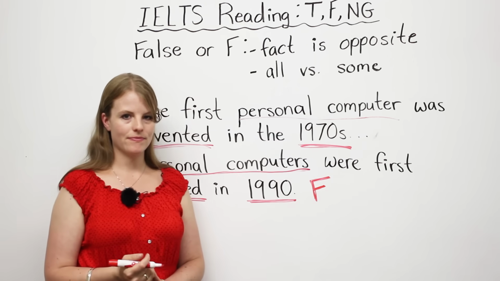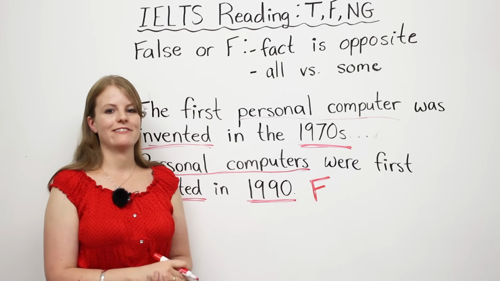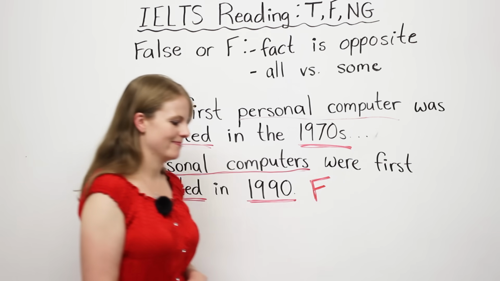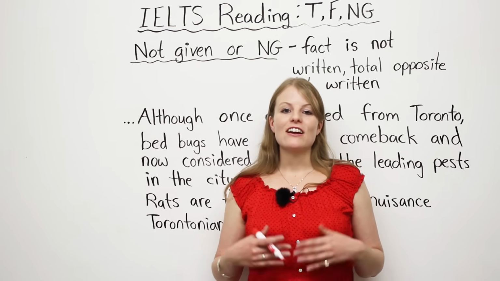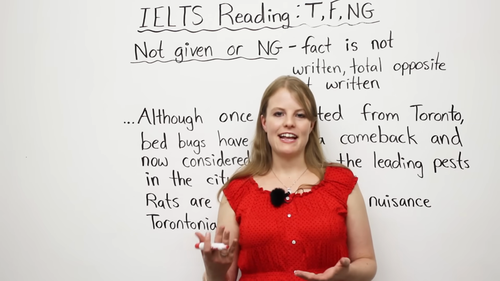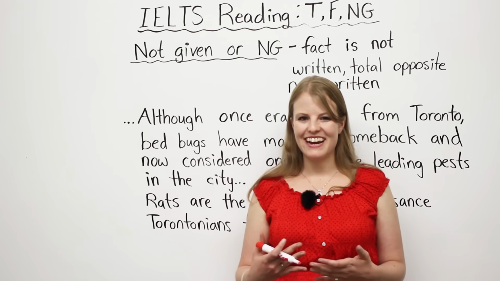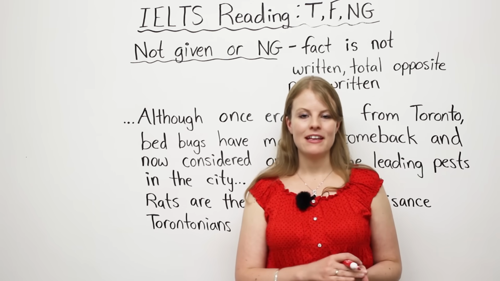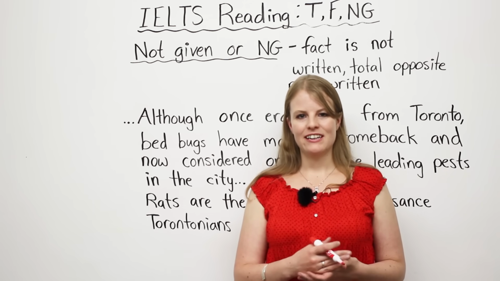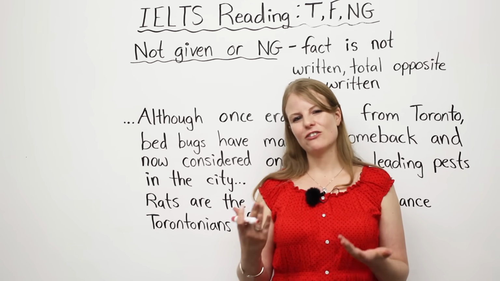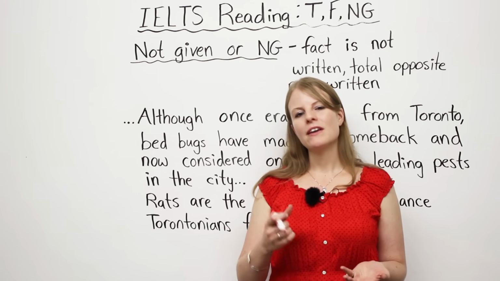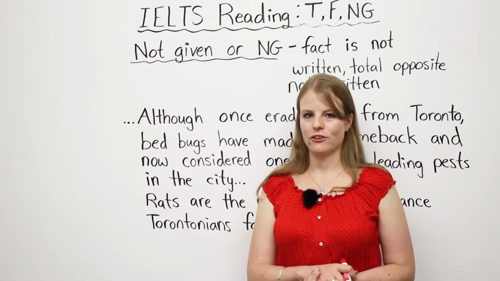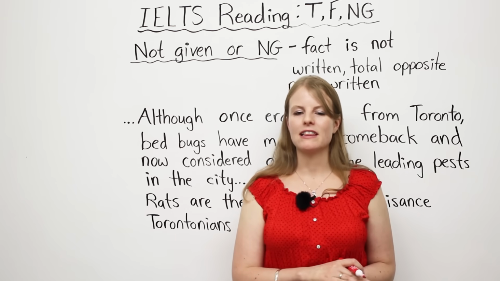Okay. So now let's look at the hardest choice, not given, or NG. This is, I think, why many people have a very difficult time on this part of the test. Usually finding things that are true isn't so difficult, but the difference between false and not given can really confuse a lot of people. So let's look at what they mean by not given.